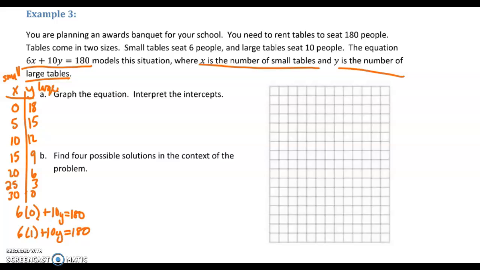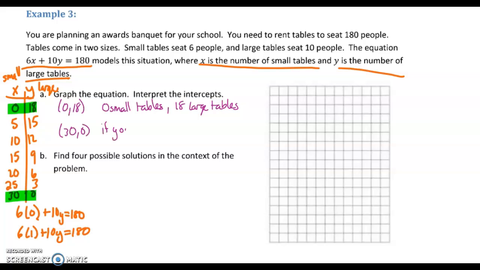So first, let's interpret the intercepts. So the intercepts are right here, 0, 18, and 30, 0. So what 0, 18 means is it means if you buy 0 or rent 0 small tables, then you can rent 18 large tables. Okay, what 30, 0 means is if you rent 30 small tables, then you can rent 0 large tables.